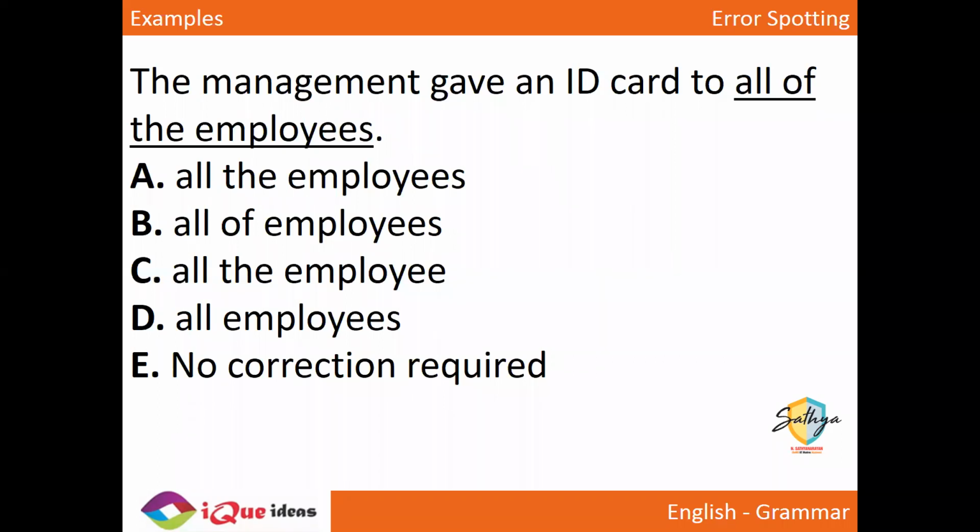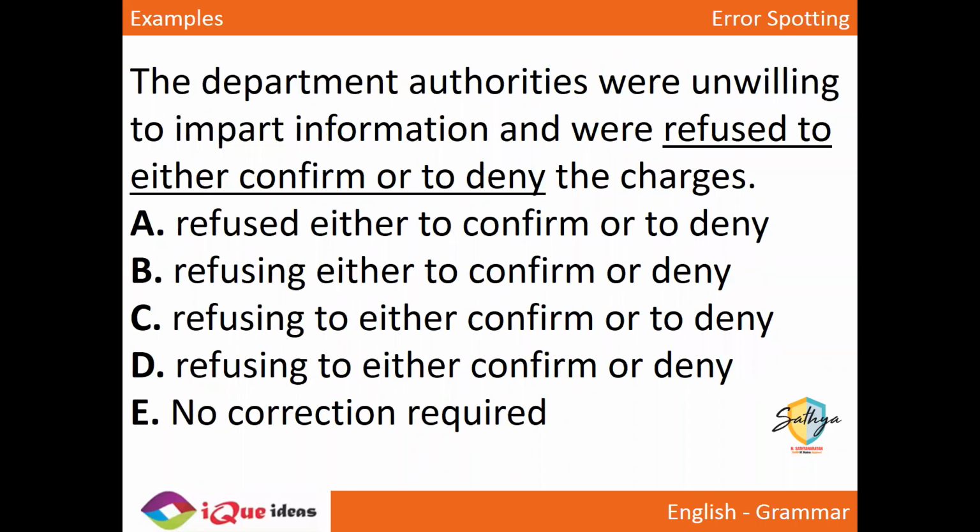So again, excessive usage of prepositions. यहाँ पे of की जरूरत क्या है? सारे employees को दिया, that's it. So you give the ID card to all of them. All of them है तो ठीक है. But when you say all the employees, then you don't use of. So the management gave an ID card to all the employees. All of के लिए आगे हम them करके use करेंगे, right? So the management gave an ID card to all the employees. Next one. The department authorities were unwilling to impart information and were refused to either confirm or to deny the charges.